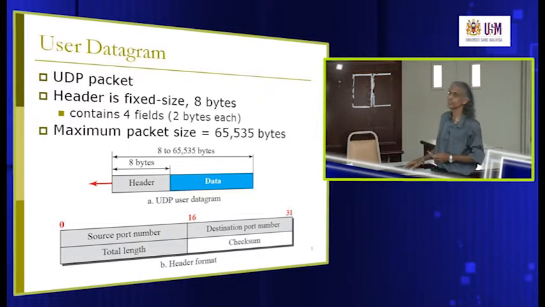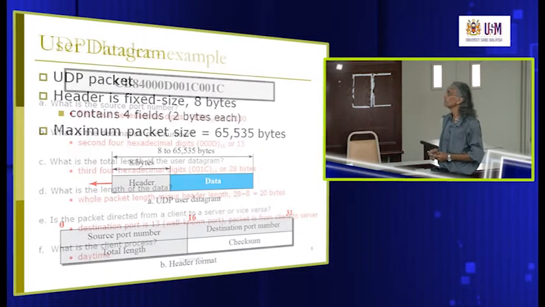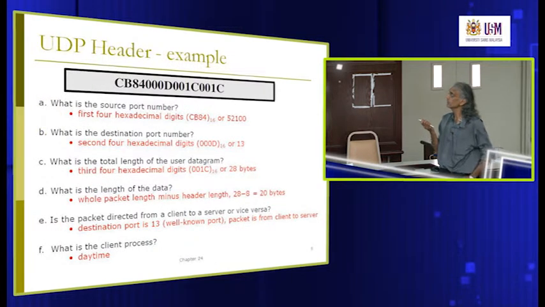Sorry, 64 bits, right? 8 times 8, 64 bits. So if you break it up into hexadecimal, this is what it is. Let's say this is our example for a UDP header.